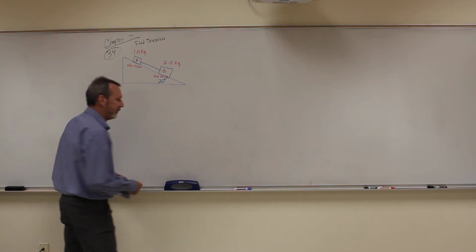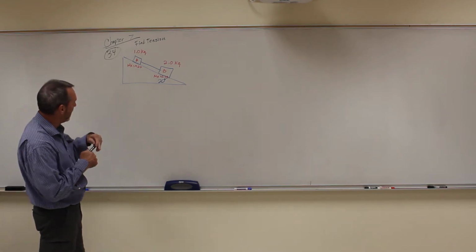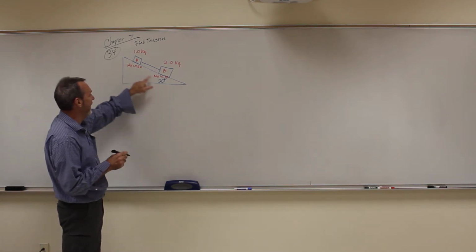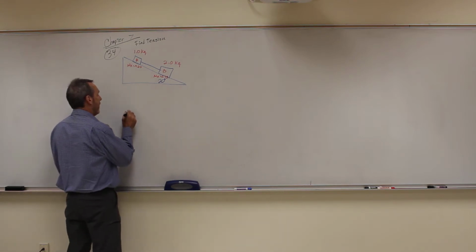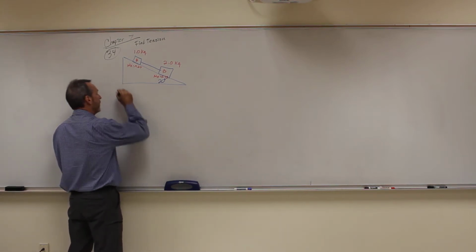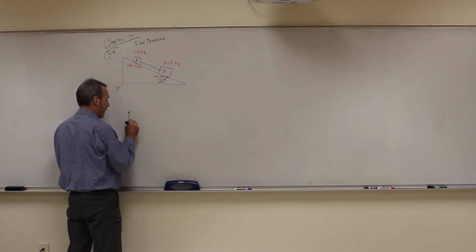So we're going to do the same thing we always do. First we're going to do a free body diagram. We have to have two, one free body diagram for block A, one for block B. So for block A, this is block A's free body diagram. This is MAG.